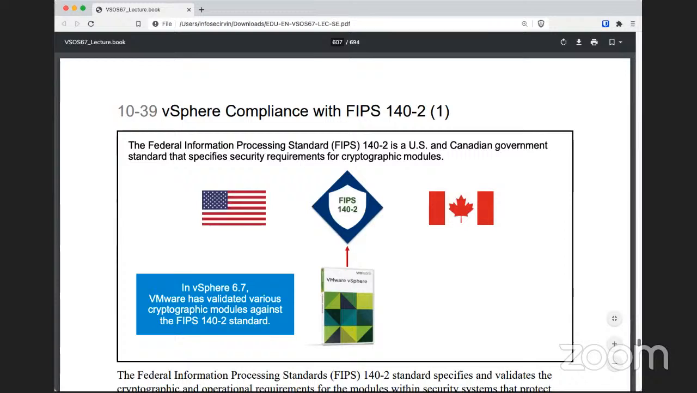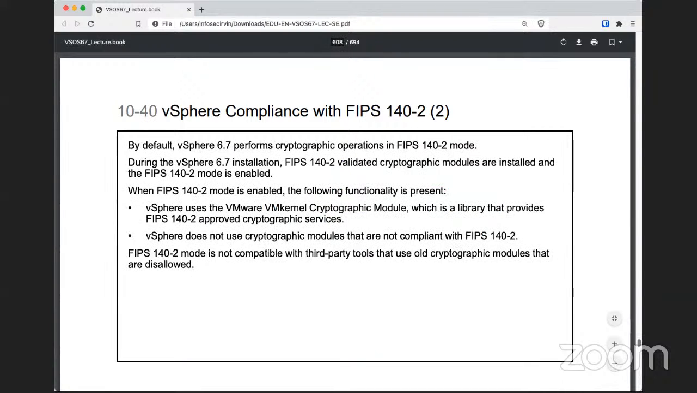vSphere is already compliant with FIPS 140-2, a security standard specifying the requirements for cryptographic modules. So you can use vSphere in an environment that requires you to meet this standard. By default, it already does cryptographic operations in that mode. So you don't have to do anything extra. It's already there.